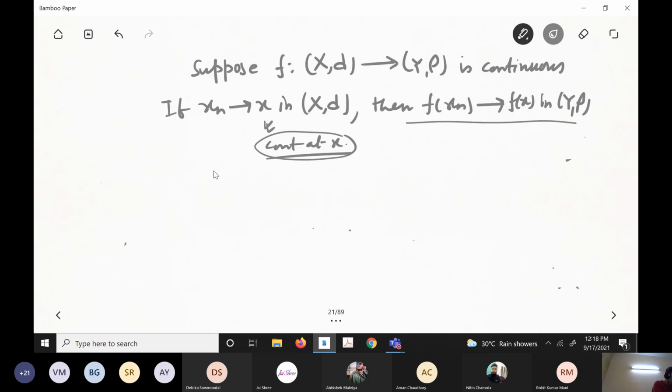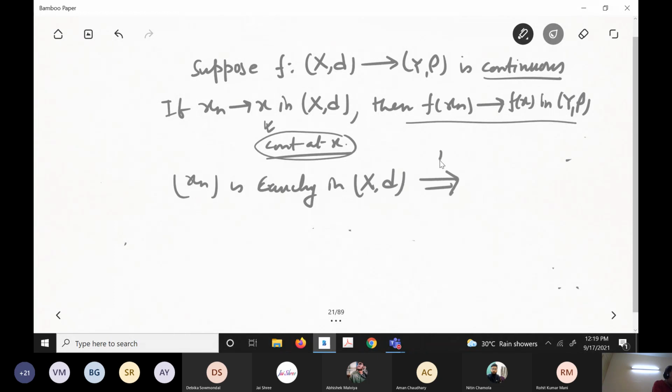But here you may ask, what about a Cauchy sequence? Suppose x_n is Cauchy in X. I'm assuming f is continuous. Does it imply that f(x_n) is a Cauchy sequence in Y? Actually, you need something more than continuity. I am giving a counterexample.